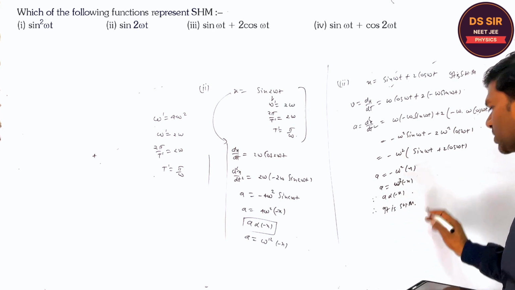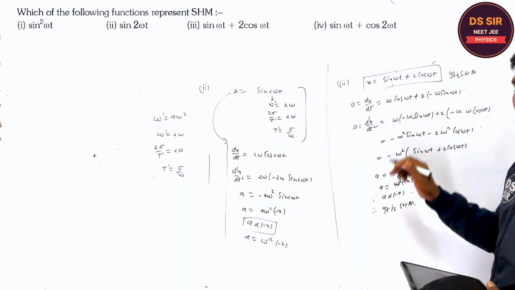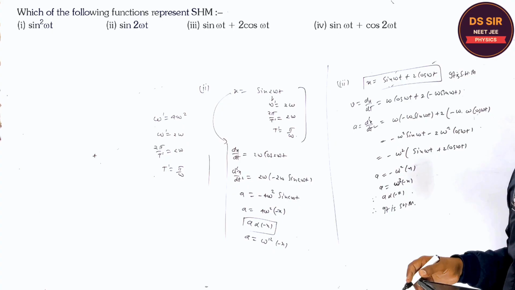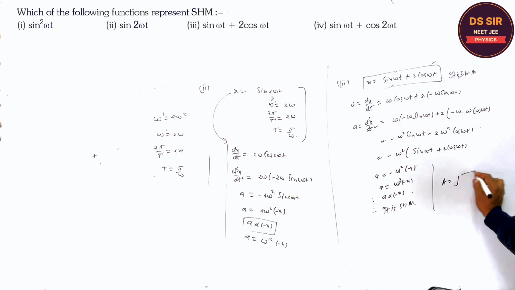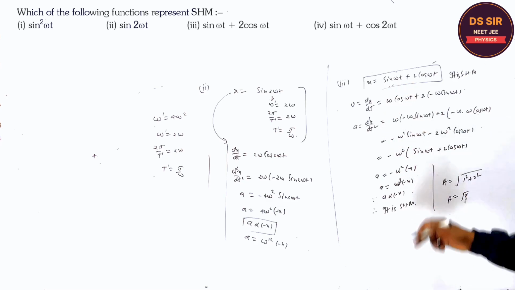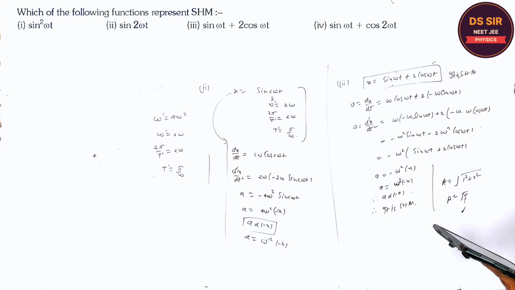But you must remember now, if many sinusoidal terms of the same frequency are added, then it represents SHM. Also, we can find its amplitude. What is its amplitude? Is it root over 1 square plus 2 square? It is root 5. This is the amplitude. Are you getting or not?